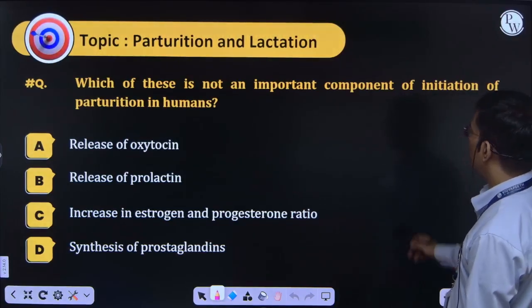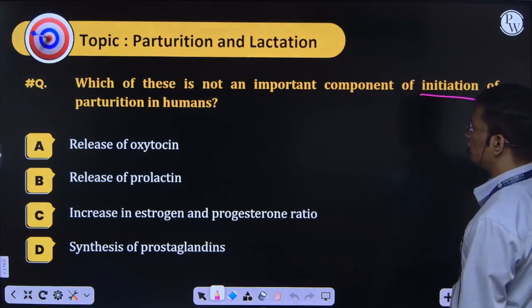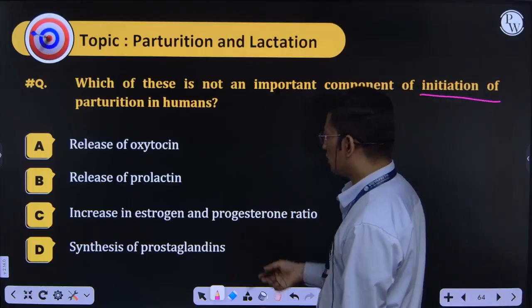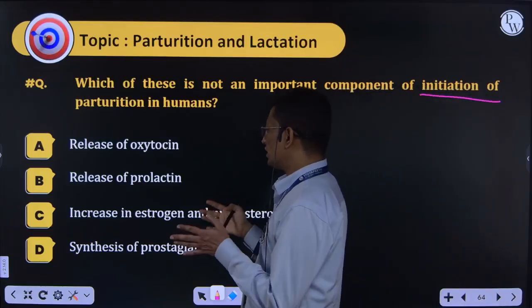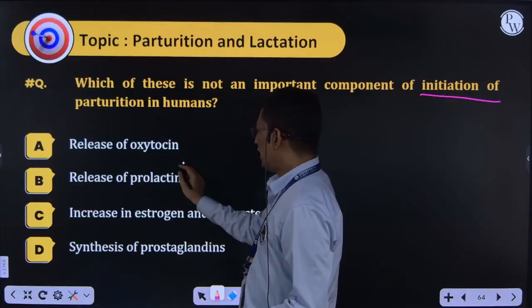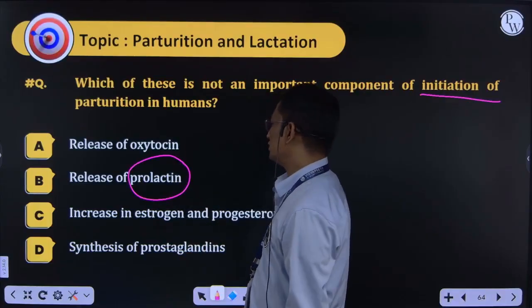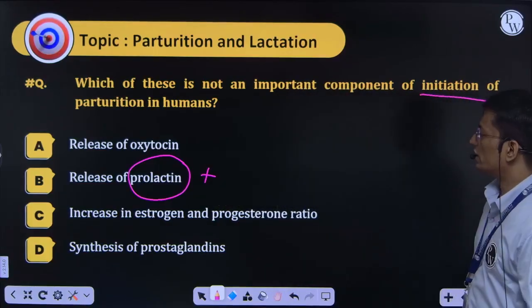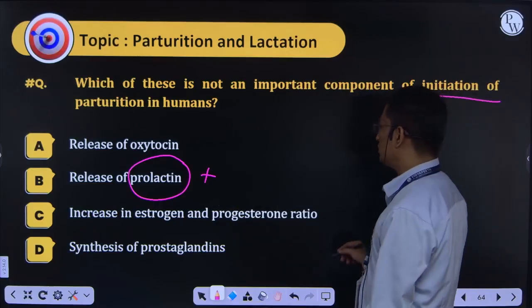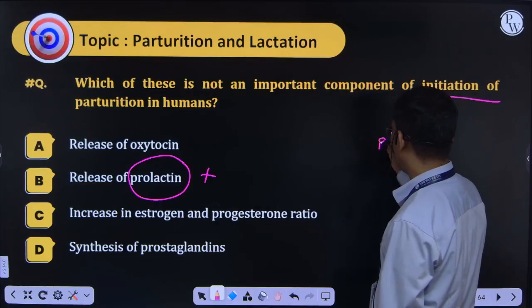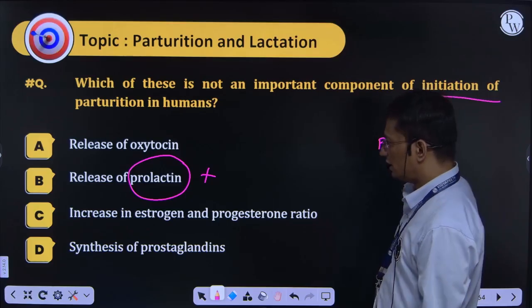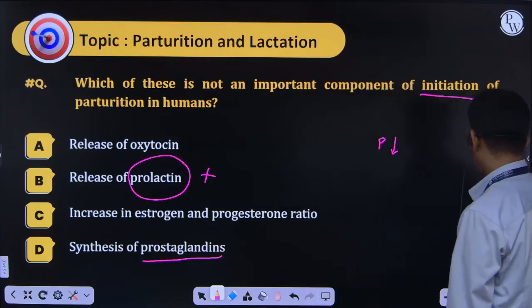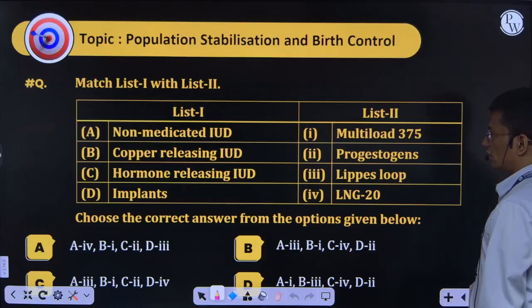Which of the following is not an important component of initiation of parturition? Parturition initiation means the birth process. Oxytocin should be released so that contraction will take place. Prolactin is required for milk production, not for parturition. An increase in the estrogen progesterone ratio, meaning progesterone level will decrease, leads to parturition. Synthesis of prostaglandin is required for contraction. So prolactin is not required.